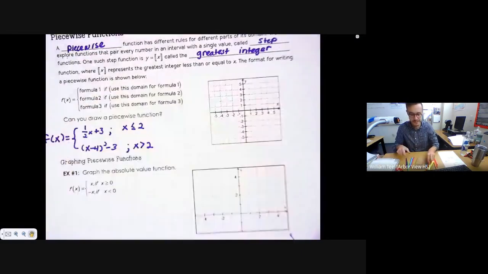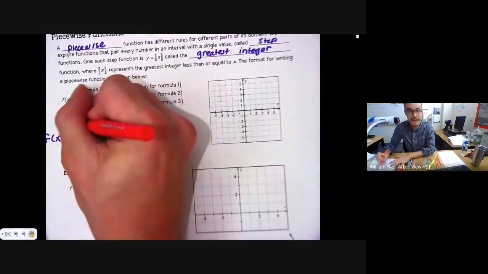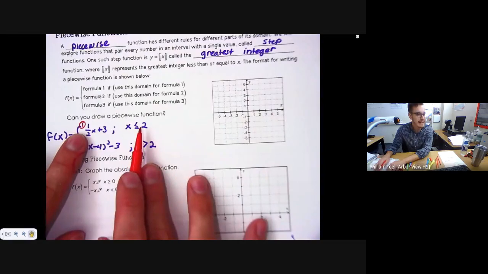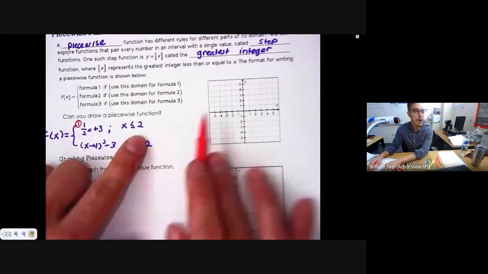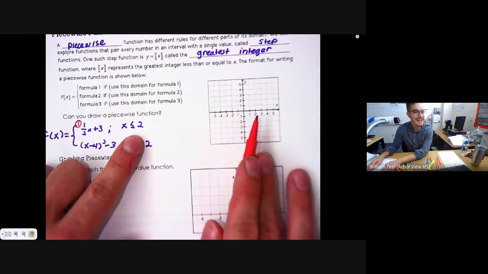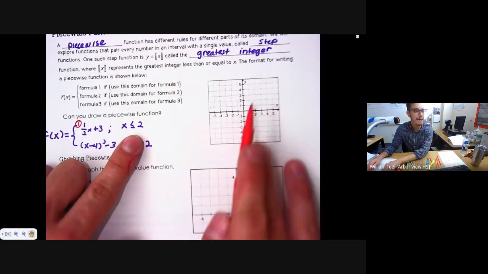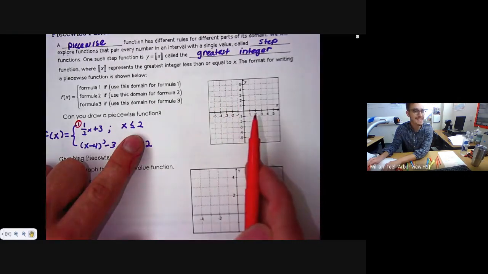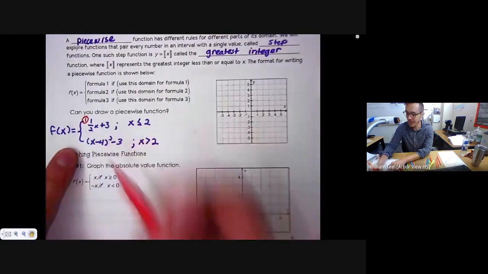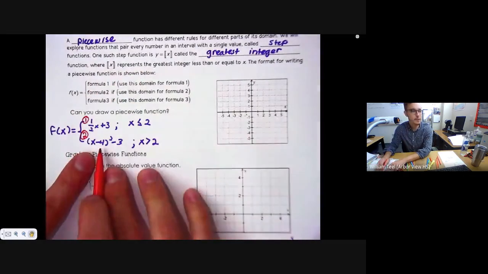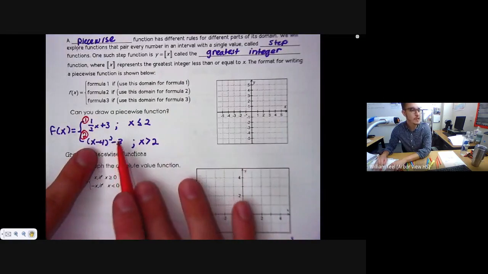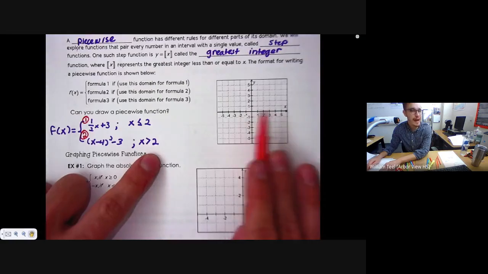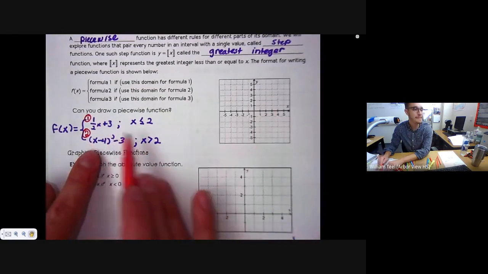Let's go ahead and label those just so we can keep them straight. So for formula 1, I'm only going to graph formula 1 when x is less than or equal to 2. So looking at all of the spots on this graph where x is less than or equal to 2, I'm going to have my 1/2 x plus 3 line. That's going to be graphed only when x is less than or equal to 2. Now for function number 2, I have (x minus 4) squared minus 3. I'm only going to graph this function when x is greater than 2. So on the right-hand side of this graph, I'm going to have the graph of this function, okay?